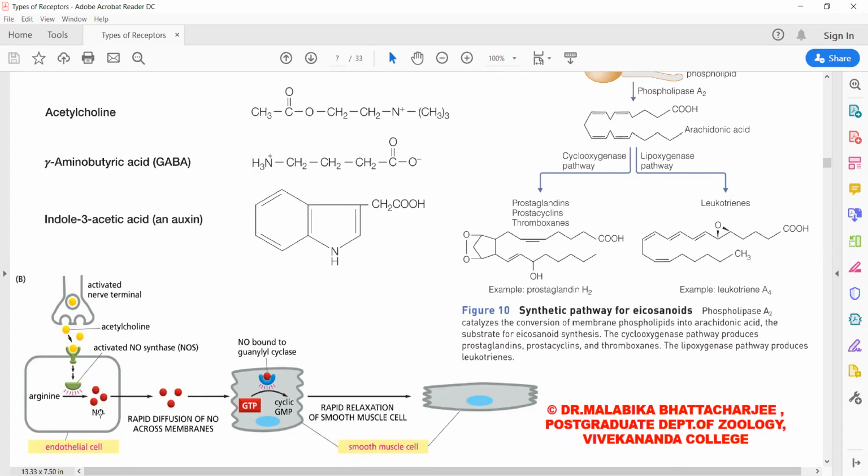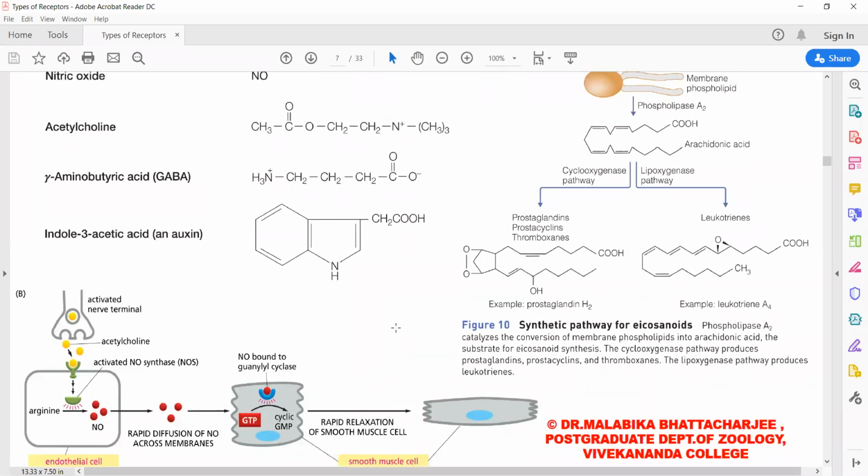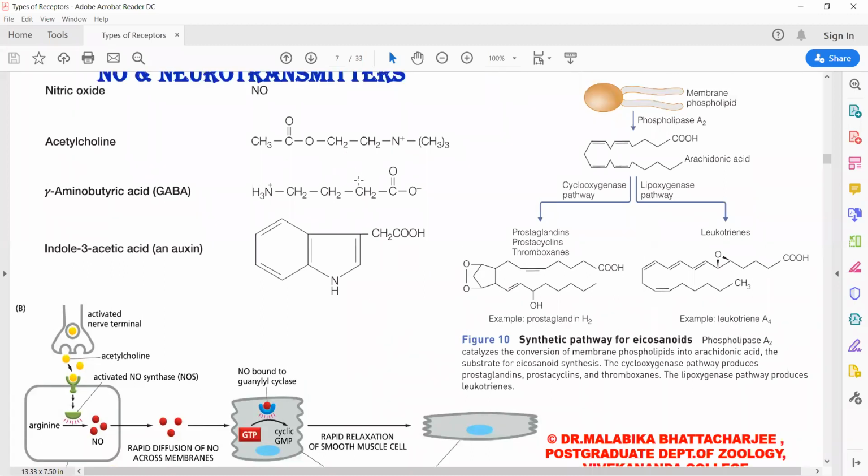So, nitric oxide is transiently generated. Its action is very rapid. The way it is generated, similarly, it is easily destroyed, and it is locally released, locally activates the neighboring cells, and brings about the local effector response of the target cell. So this is nitric oxide.